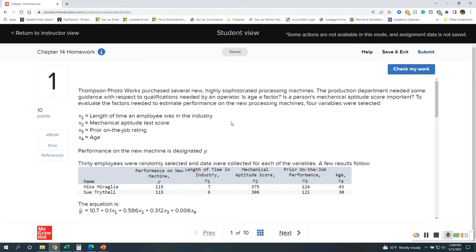So, Thomas PhotoWorks purchased several new highly sophisticated processing machines. The production department needed some guidance with respect to qualifications needed by an operator. Is age a factor? Is a person's mechanical aptitude score important? To evaluate the factors needed to estimate performance on the new processing machines, 4 variables were selected. So we got the length of time, the mechanical aptitude, prior on-the-job rating, and age.